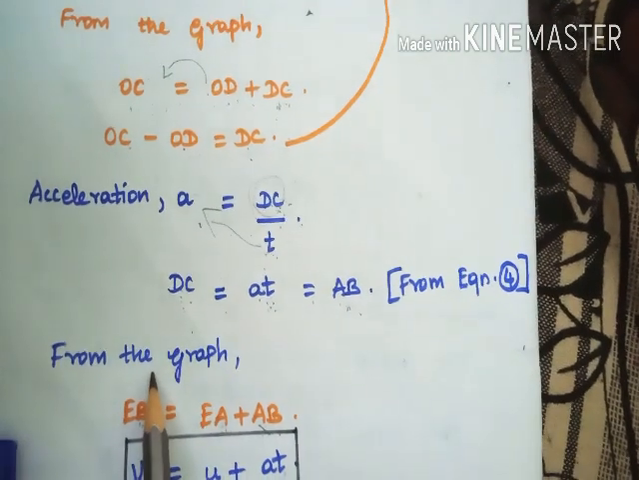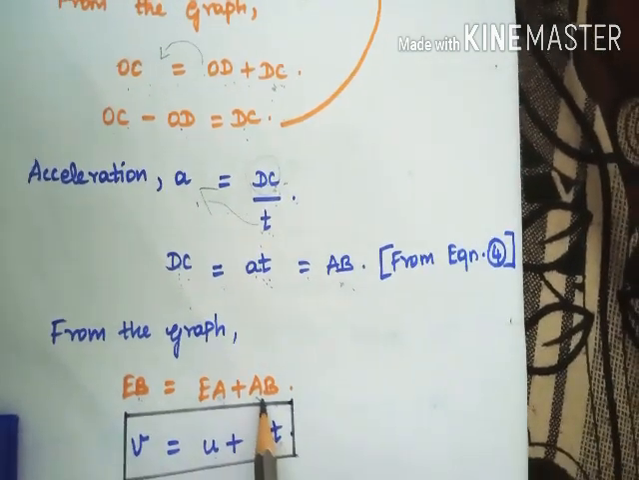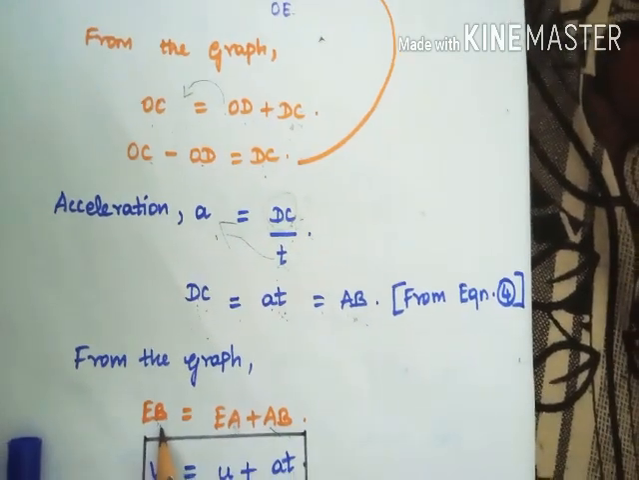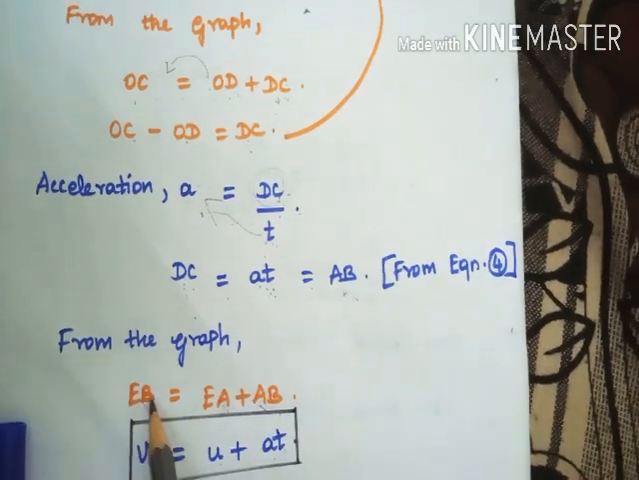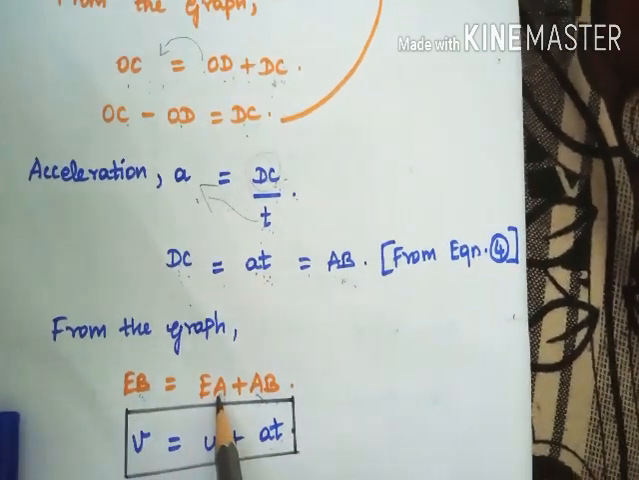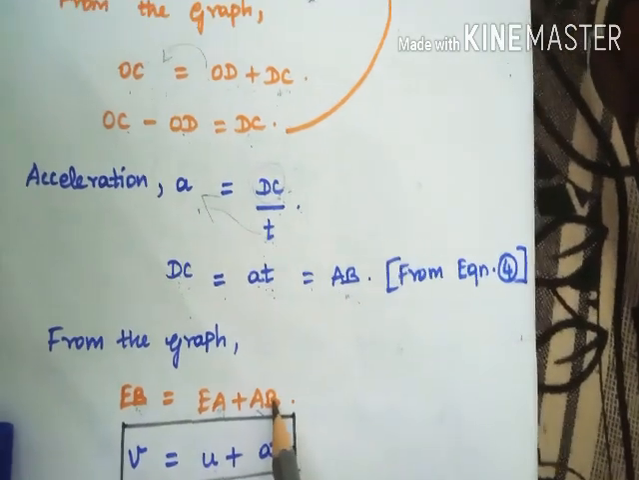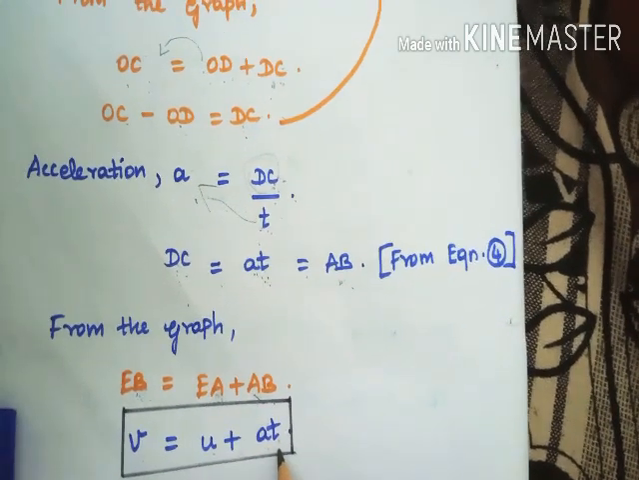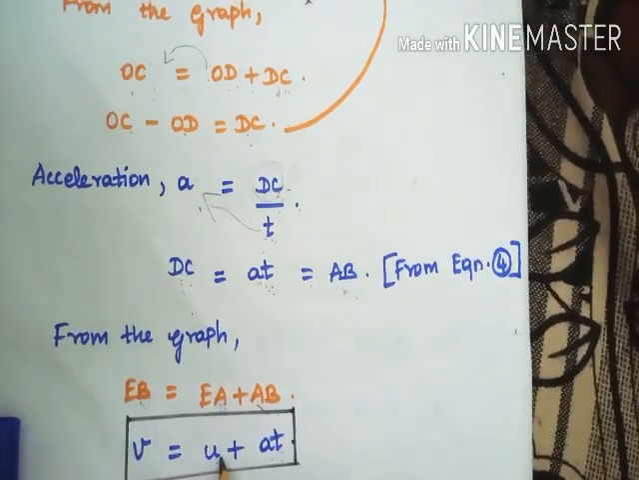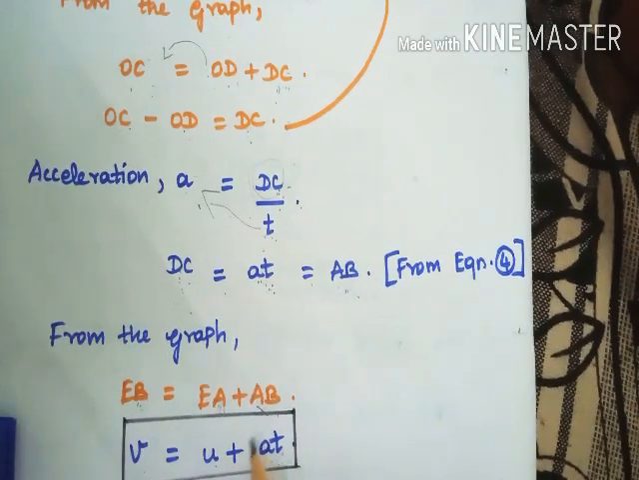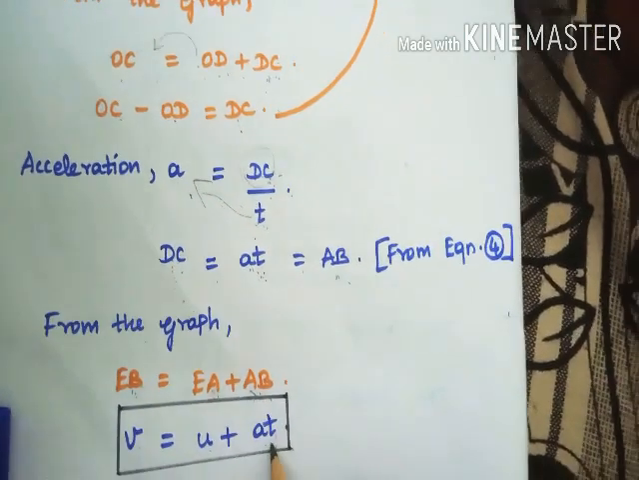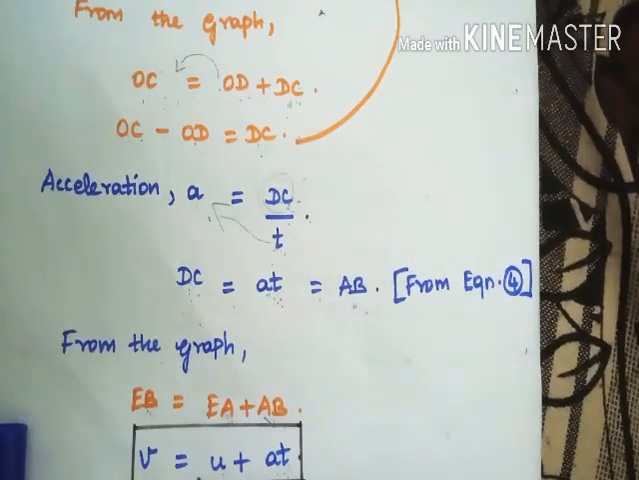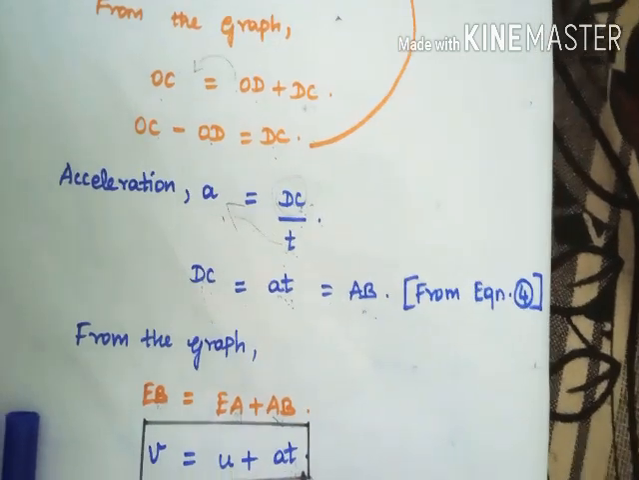Now from the graph itself, I told you EB is equal to EA plus AB. The initial velocity of the object is U, and for the final velocity we represent the value EB. So EB is equal to V and EA is equal to U. We already have AB is equal to AT, so we substitute this value AT. The initial velocity of the object is U and the final velocity is V, and we have AB as AT. So finally this is the first equation of motion we arrived at. V is equal to U plus AT is the first equation of motion we proved.